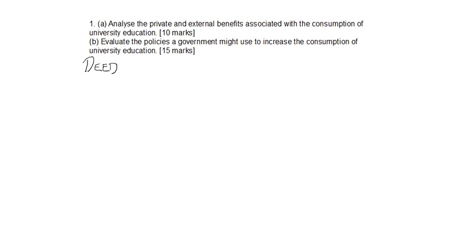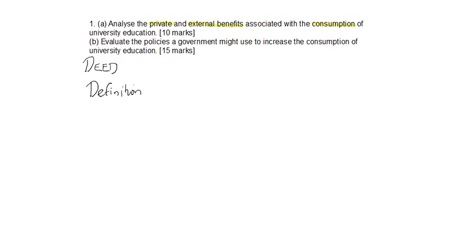So D stands for definition. The first thing you needed to do was define the key terms, so this being private and external benefits, and identify that you understood that consumption would be the negative externalities, the positive externalities of consumption. So you need to define those terms.